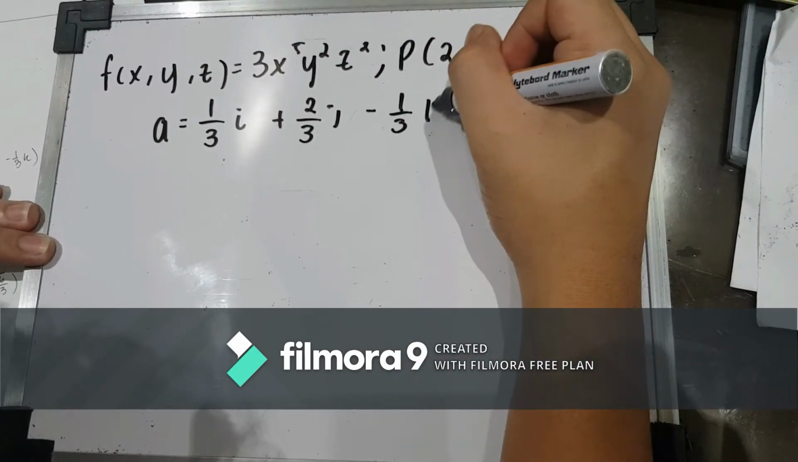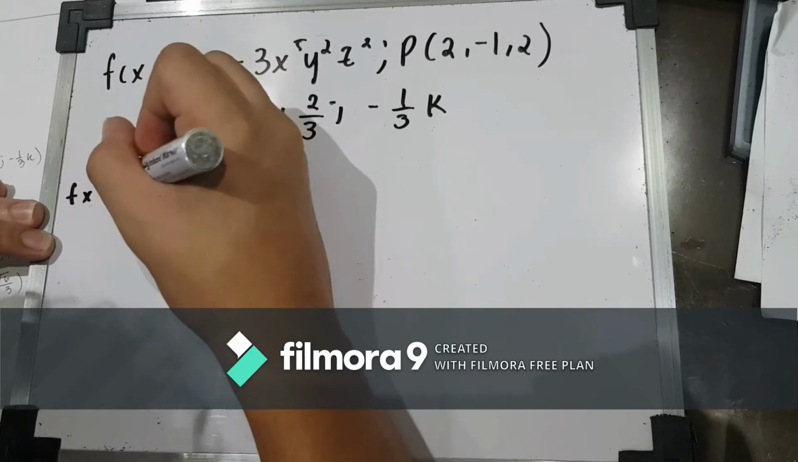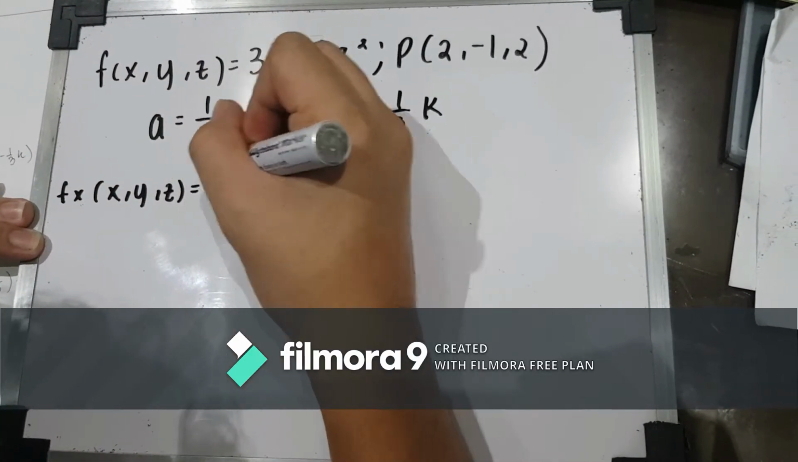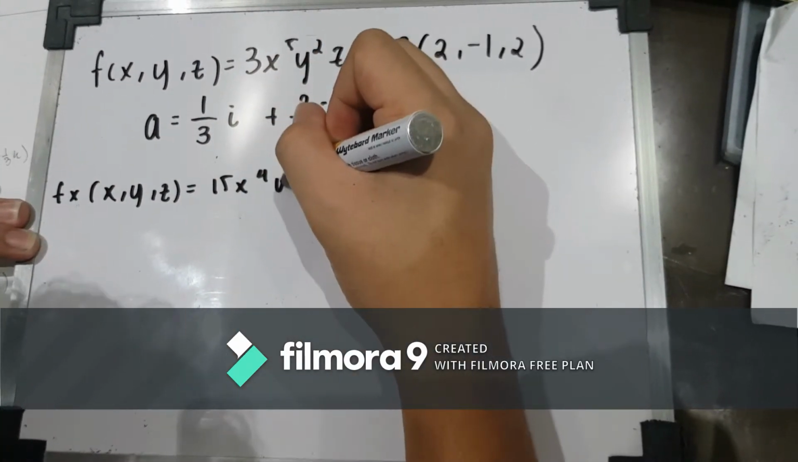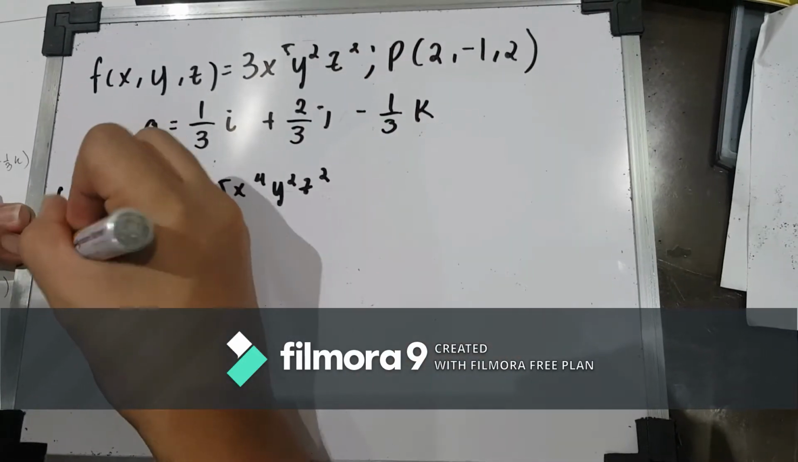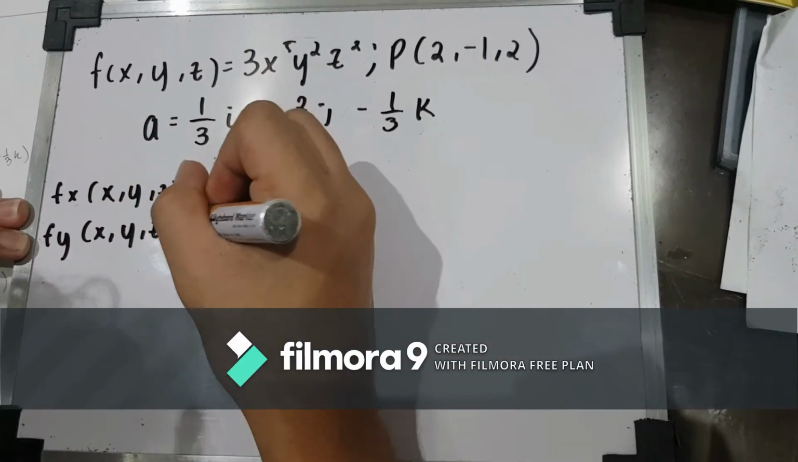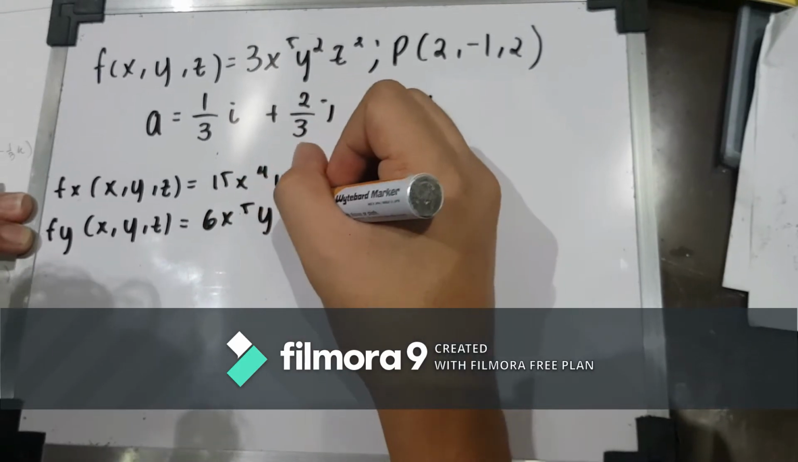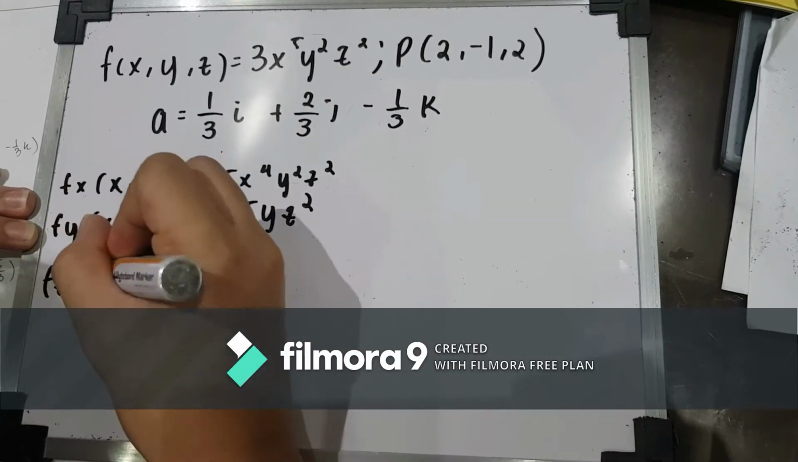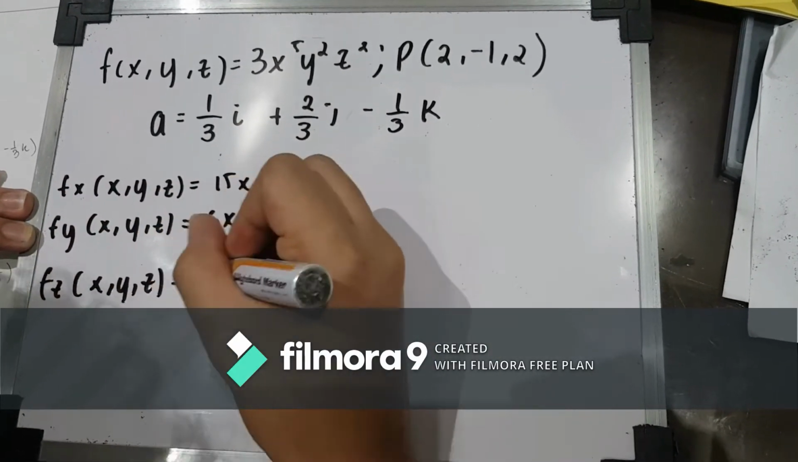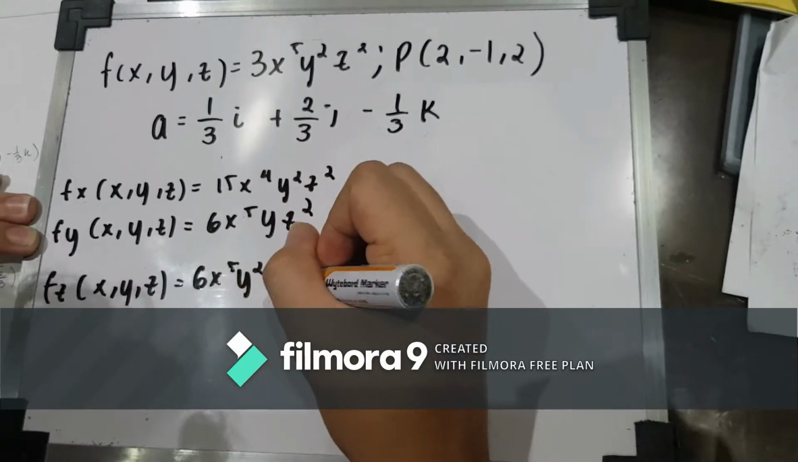Next step, write the partial derivatives with respect to x, y, and z. For x, the partial derivative is 15x to the 4th y squared z squared. For y, 6x to the 5th y z squared. And for z, 6x to the 5th y squared z.